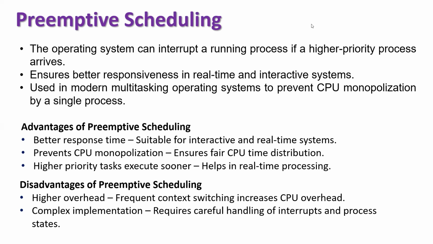Now disadvantages. There is an increase in context switching, and that is an overhead which can slow down the system performance. Sometimes one may see that this preemptive scheduling can lead to starvation for lower priority processes, if high priority processes keep arriving. And it is very complex to implement because it requires careful handling of interrupts and process states. So this is about preemptive scheduling.